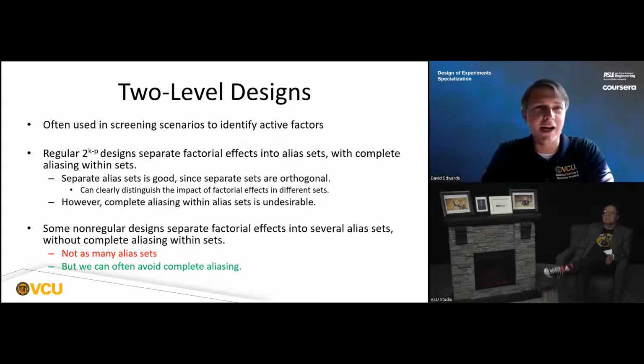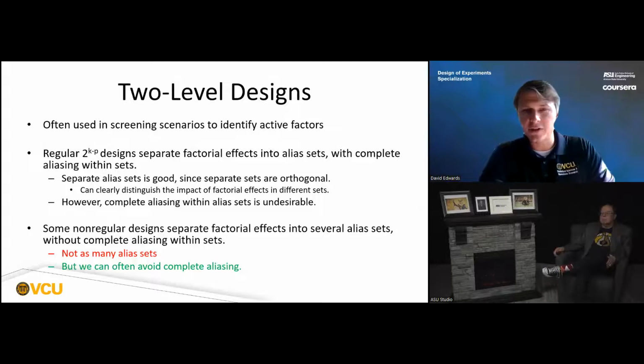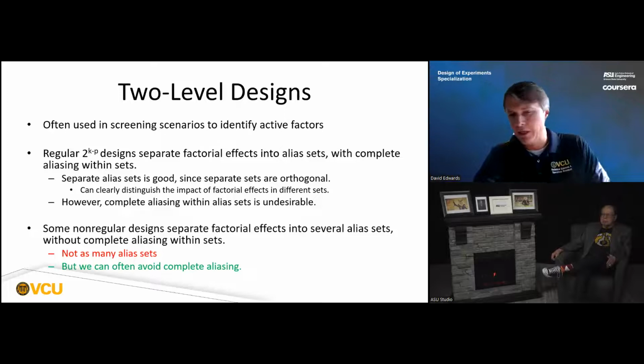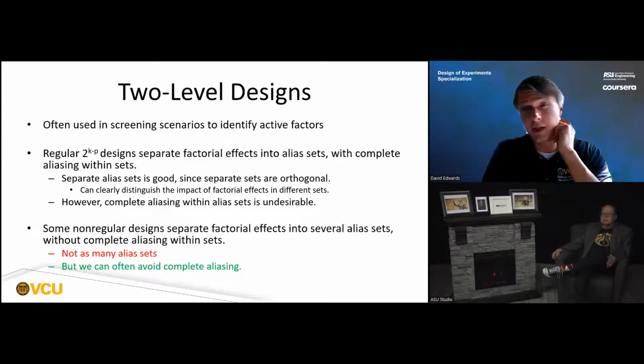So in that first course in design of experiments, you likely encountered what we call the regular 2 to the k minus p designs. And they have these very easy to write out defining relations. And once you're able to do that, then you can understand all of the aliasing structure of that design. And what it does is it separates all of your factorial effects into what I'm going to call alias sets. And you have complete aliasing within the sets, or complete confounding. So for instance, factor A completely equals factor, the interaction AB equals CD, something like that. They are indistinguishable from each other, and they fall into this set that I'm going to call an alias set.